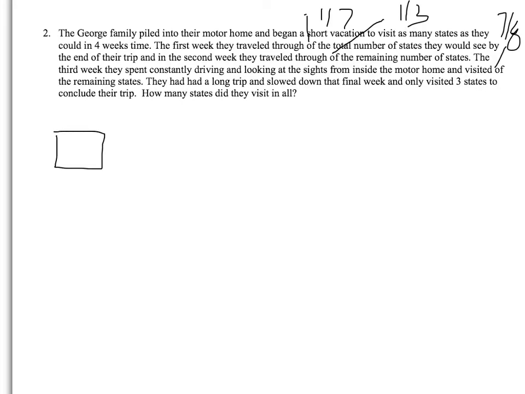I'm just going to draw a state. This is going to represent the total amount of states that they go through total. So the first week they traveled through 1/7 of the total number of states. So they're going through 1/7 of the total number of states in that first week, and they're going to be at some, we'll call this state number 2. It doesn't really matter. And once again, if they travel through 1/7 of the states, they didn't travel through 6/7 of those states. So we're thinking about that.